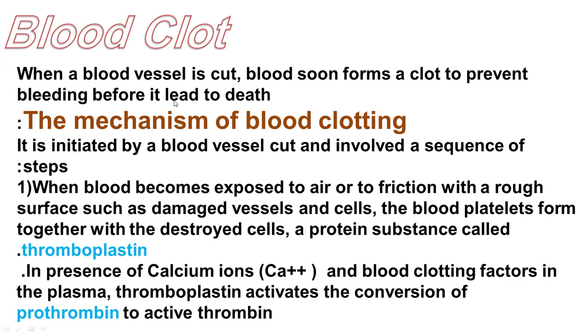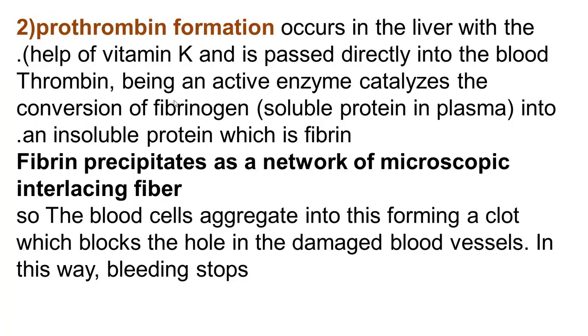In the presence of calcium and the blood clotting factors, the plasma thromboplastin activates conversion of another type of protein, prothrombin, to active protein, active thrombin. Prothrombin formation occurs in the liver, so the origin of prothrombin is from the liver by the aid of vitamin K.